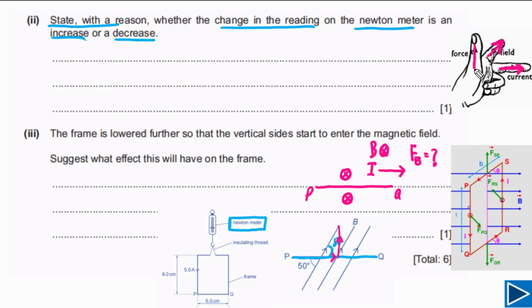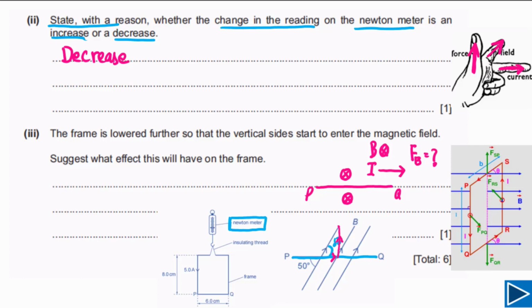So for the direction of force, simply you have to use your left hand, but don't use the right hand. This is Fleming's left-hand rule. So the force will be upwards. It means the reading will decrease. So simply we can say the reading will decrease because the magnetic force is upwards, and the magnetic force can be found using Fleming's left-hand rule.